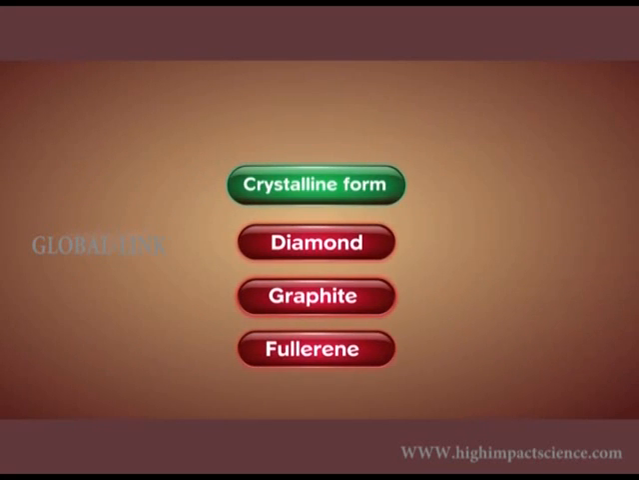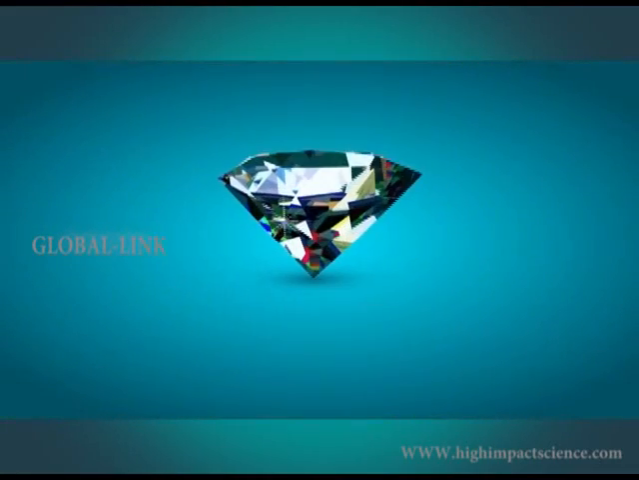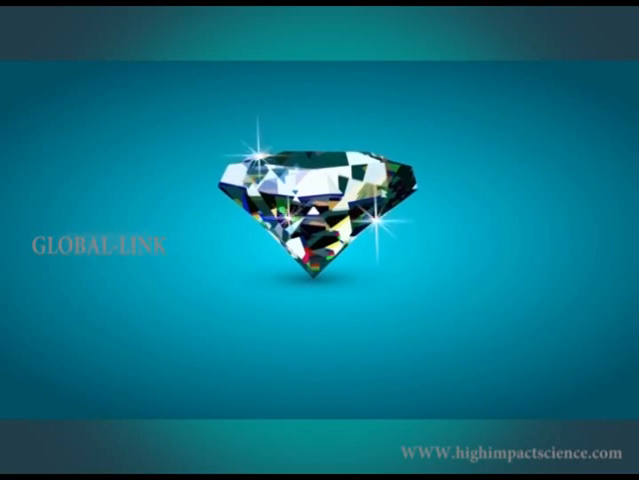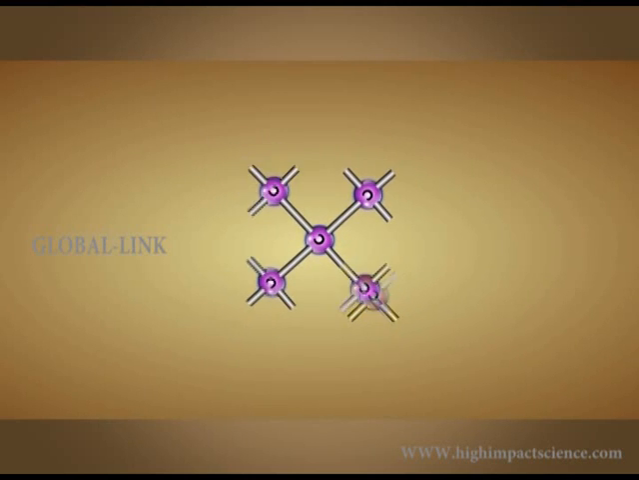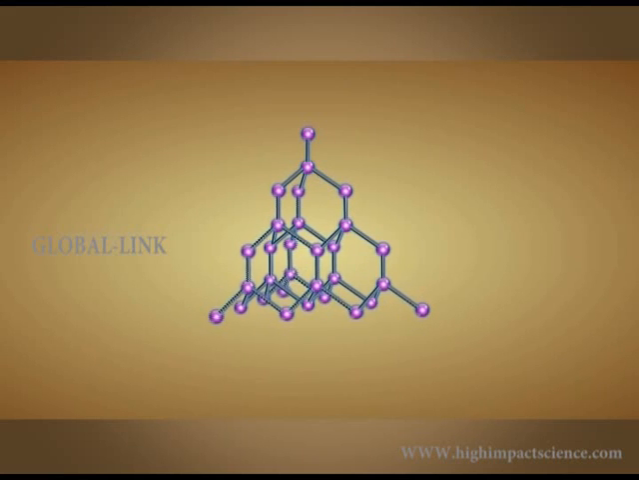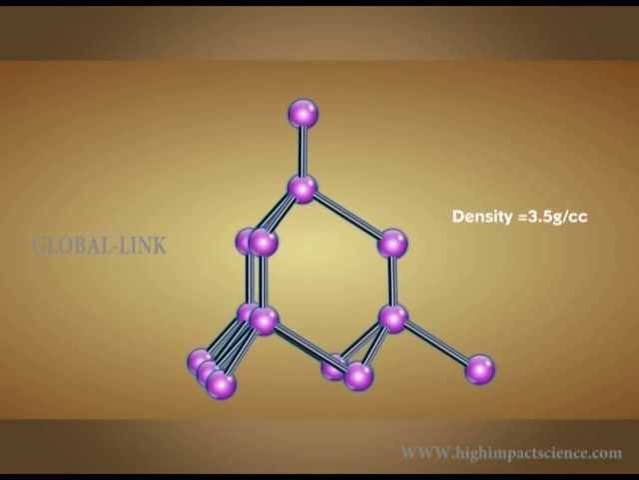Let us now look at the crystalline forms of carbon. Diamond. Diamond is the hardest form of crystal carbon. In diamond, each carbon atom is bonded to 4 other carbon atoms by covalent bonds, forming a rigid 3-dimensional structure. Diamond's density is 3.5 grams per cubic centimeter.